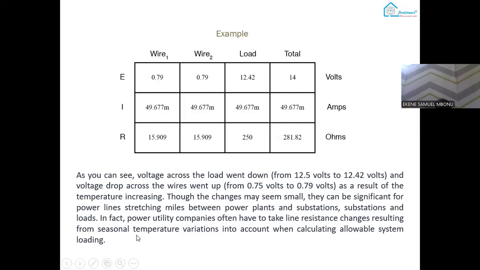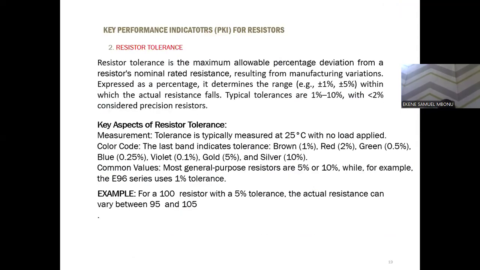In fact, power utility companies often have to take line resistance changes resulting from seasonal temperature variation into account when calculating allowable system loads. So these are the KPIs we need to take note of. I've already talked about resistance tolerance. We have to take note of that. For precision circuits, resistors that have small tolerance should be chosen.